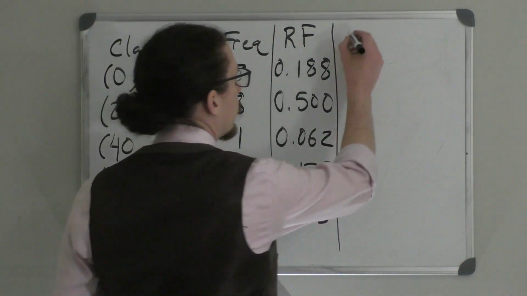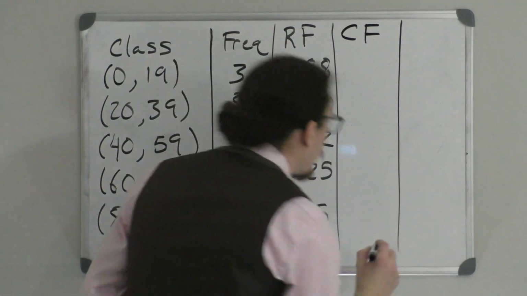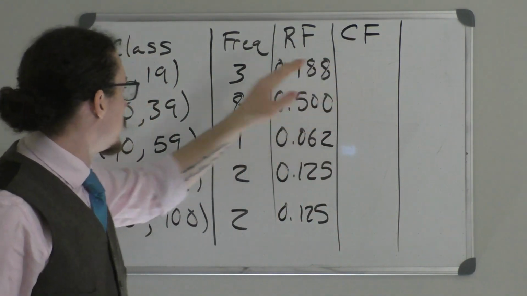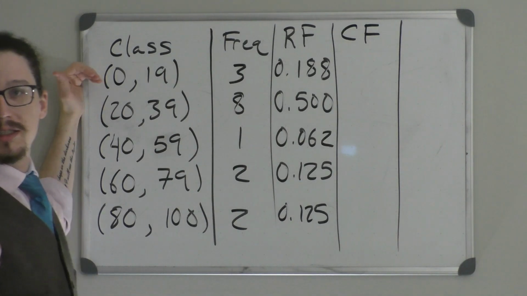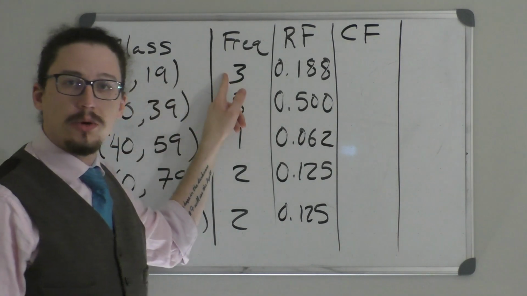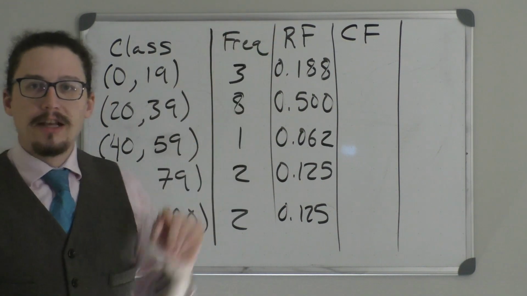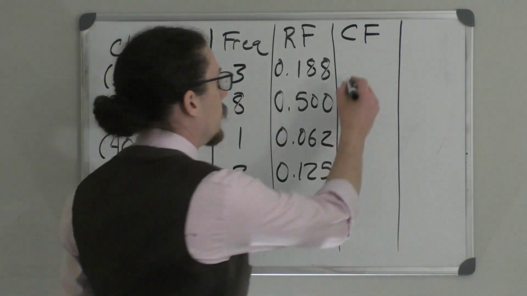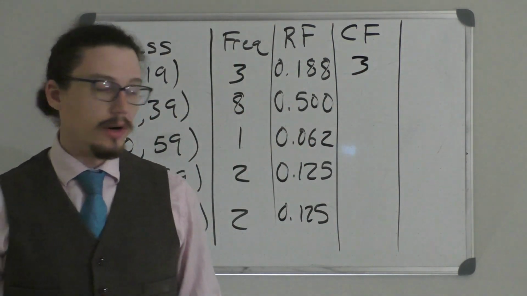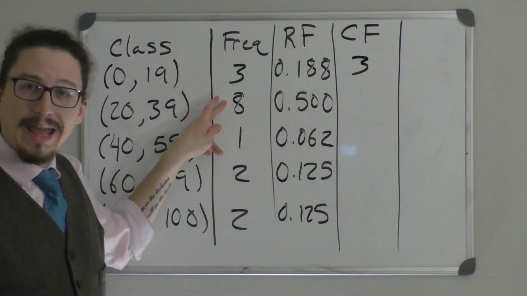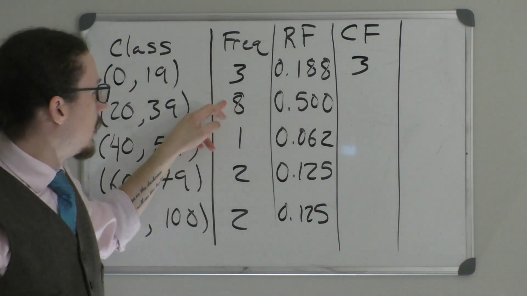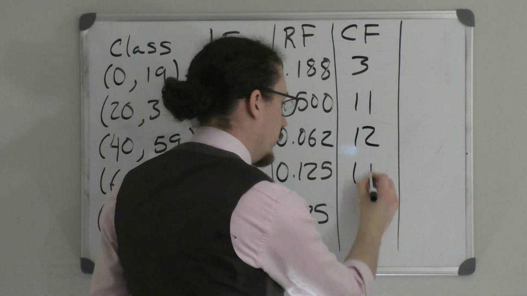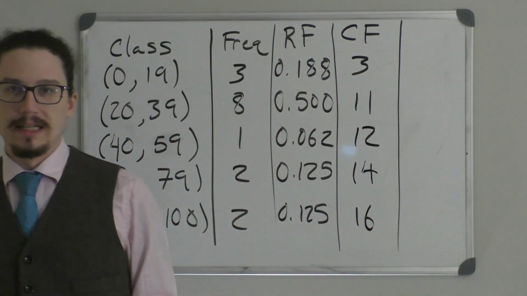Then we could move on to our cumulative frequency. All right, when we go to do the first class, the 0 to 19, we take the frequency of that class, which is 3, and add to it all preceding classes. This is the first class, there are no preceding classes, so the cumulative frequency for that first one would be 3. Then we would move on, so 8 plus the frequency of all previous classes, 8 plus 3, giving us 11, then 12, then 14, and then 16.